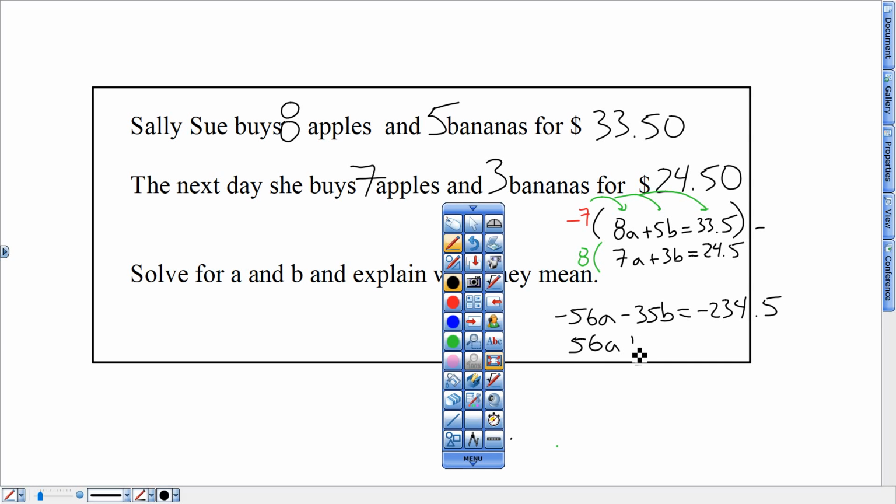8 times 3, 24b. And then 8 all the way down times that 24.5 gives me +196. If I do this properly, I should end up with a nice, neat answer. So these go away. -35 minus 24, or 35 negative and +24, give me -11b.